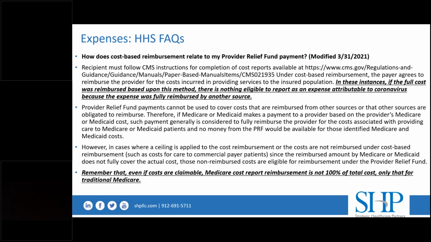This is mainly related to the hospitals on the phone. That cost-based reimbursement, how does that relate to it? The upshot of the answer is if the cost that's being incurred is an allowable expense for your cost report, to the degree the cost report reimburses it, i.e. the Medicare percentage of total or however you would go through that, then that is considered to be offset. And so you would need to include that as one of the offsets as you report through this process. But my last bullet is my caveat to that, which is remember that even if those costs are claimable, the Medicare cost reimbursement is not paying 100% of that cost. It's only reimbursing for traditional Medicare.